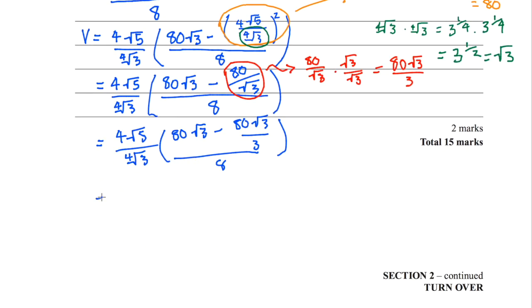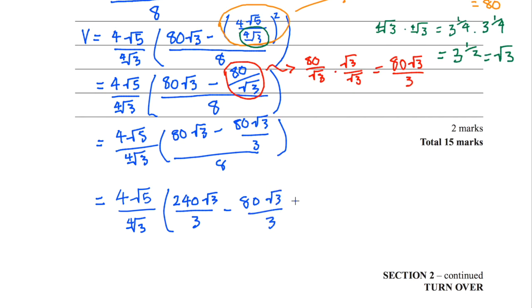All right, let's keep going. We need to make common denominators in the numerator here. So we're going to have fractions on fractions, so that's not too bad. 4 root 5 on the 4th root of 3. We want this 80 root 3 to have a denominator of 3. So we need to multiply 80 by 3, so it's 240 root 3 on 3 minus 80 root 3 on 3, divided by 8.